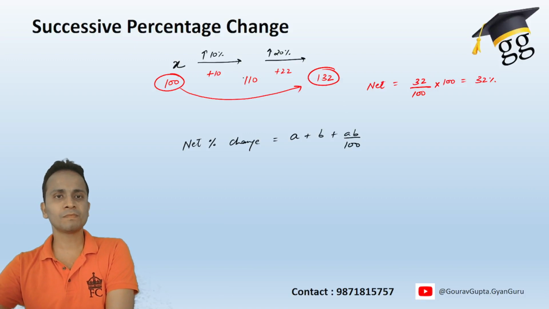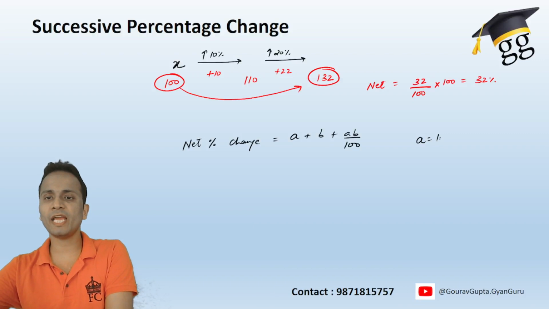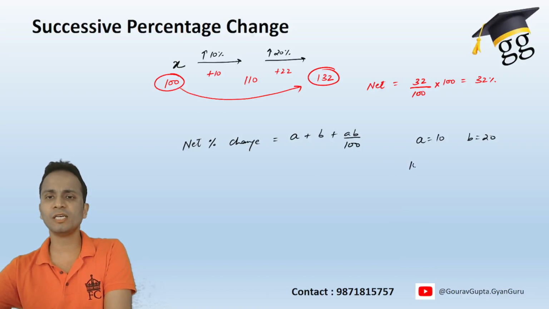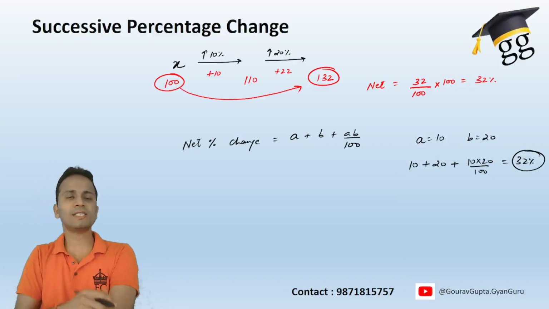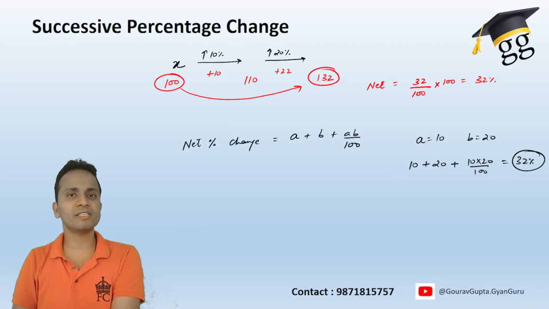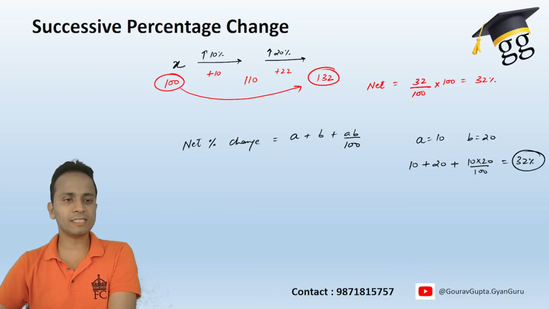In the above example, 10% increase and 20% increase. So you can substitute A as 10 and B as 20 in this formula and get the net percentage change. After substituting these values, A is 10 plus B is 20 plus 10 into 20 upon 100. Simplify करोगे, answer 32% आ जाएगा. All right. So this is the direct formula that can be used to find out the net percentage change whenever there is successive percentage change. Let's take one more example to better understand this.